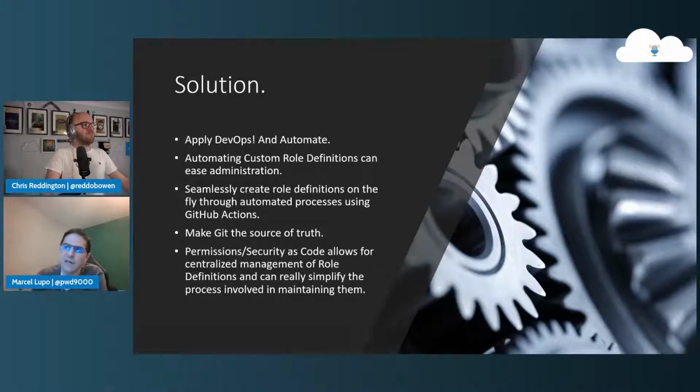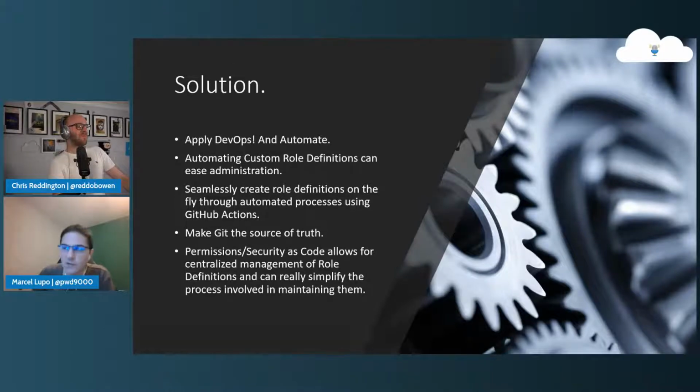You can also make Git the source of truth. For example, all these custom role definitions, you can store them in a Git repo, and they will just be your source of truth. You can use your same DevOps practices and branching strategies. If you build an application, you create new features; you could create new roles and they can be merged into your main branch, and that can then run a pipeline that creates those.